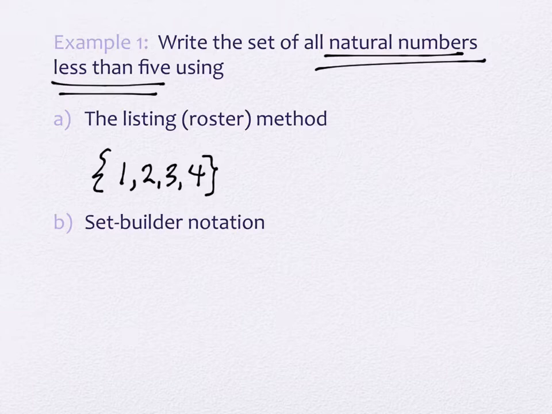Right? 0 is not included because 0 is not a natural number. It's a whole number, but it's not a natural number. Don't get the negatives. Those are integers, not natural numbers.